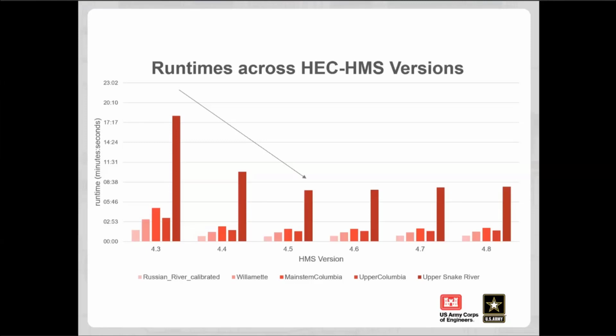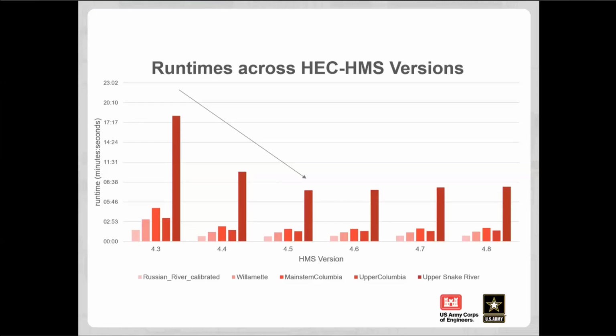There's also runtime improvements that are not reflected in this chart. In version 4.4, the HMS team added the compute to point feature, meaning you can just compute to a specific element and not have to rerun the whole simulation. And there's also improvements to the GIS delineation and processing where you can adjust the number of cores being used, and so help your runtimes there. And so there have been successful efforts to improve runtimes.